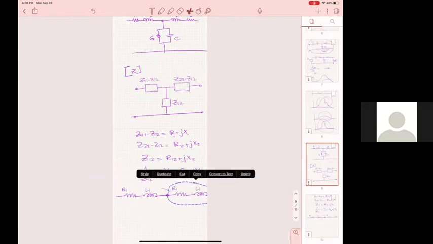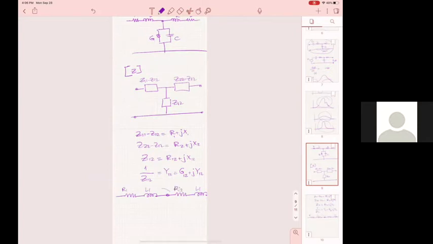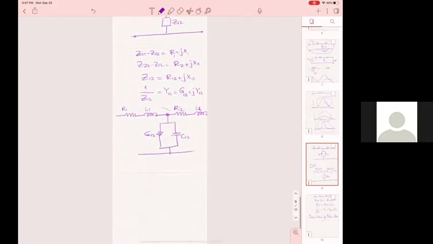That would have been an R2 here. R2. L2. And then here you would have G12 and a capacitor. So that's what you would find in the most general case.